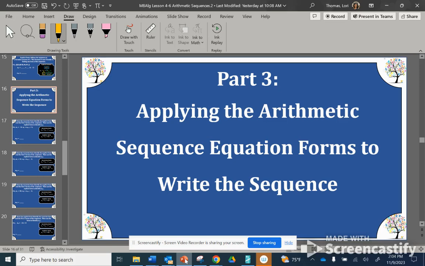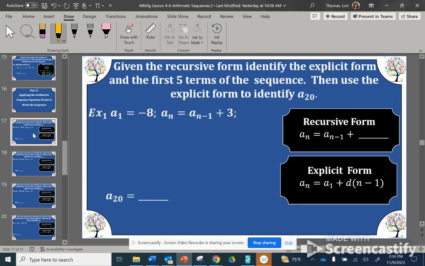Okay, in our third part for arithmetic sequences, we're going to actually use the equations to write the sequence. So here we have our first example, and we are given the recursive definition. And so we are going to list the first 5 terms, and then we are going to convert it to explicit form and find the 20th term.